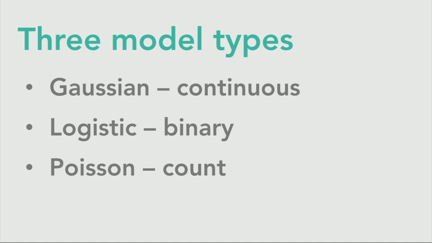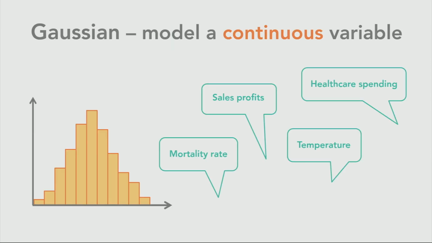So now that we've expanded the tool to include some other model types, it's really useful to talk about what kind of data is appropriate for each model type. The one that we're most familiar with is the Gaussian model. It models a continuous variable. That's the ordinary least squares method, the method that we just took a look at. It's for things like modeling healthcare spending, temperature as a continuous variable, sales profit, mortality rate, things that can fall anywhere along a number line.